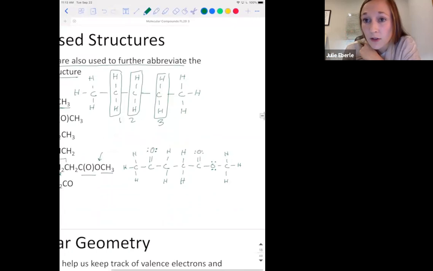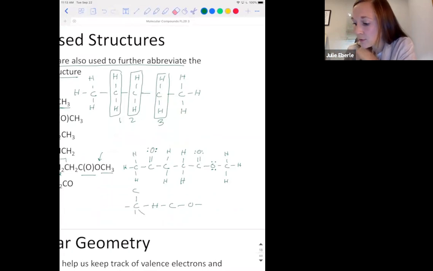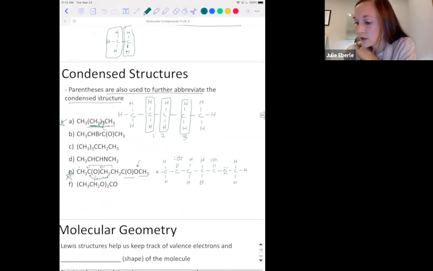I guarantee you on the exam, some people are going to draw me a structure that looks like this. I mean, I will get all kinds of ridiculous stuff, okay? And then we'll have carbons with 5 bonds on them. We'll have carbons with lone pairs. We'll have hydrogens with more than 1 bond. Don't do that. Make sure you know the rules for how each element should look to help guide you as you draw these structures.